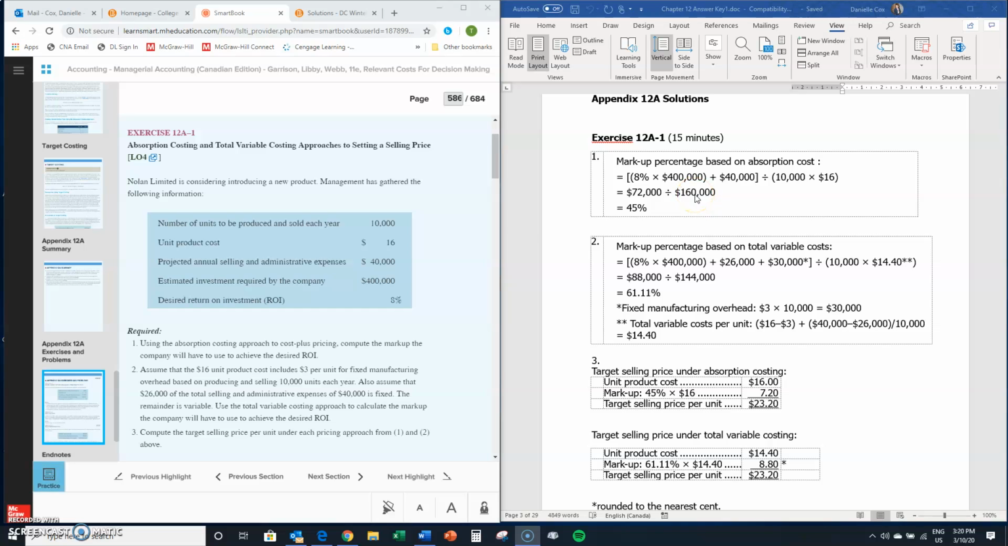So for these ones here, it's just remembering the formulas. They're very similar, so just remembering the difference in both. And that's it for that question.